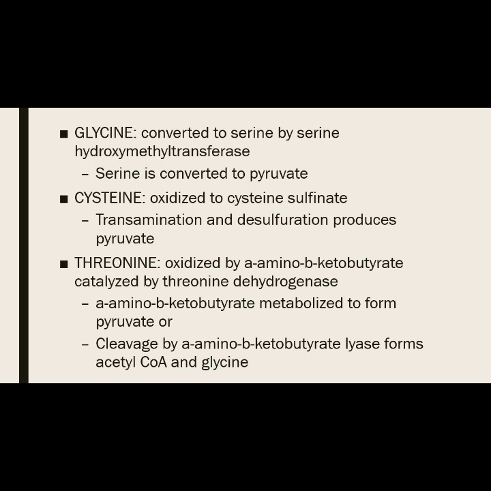Again, your threonine is oxidized by threonine dehydrogenase to produce alpha amino beta ketobutyrate. This alpha amino beta ketobutyrate is further metabolized to form pyruvate. It is also cleaved by the enzyme alpha amino beta ketobutyrate lyase to form acetyl coenzyme A and glycine. And that is for your threonine.